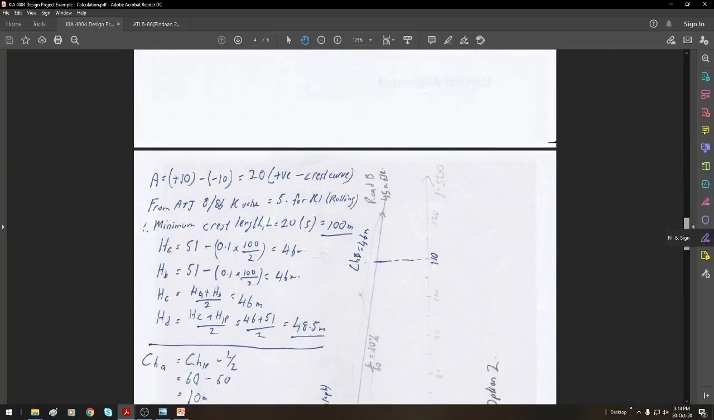Next is the calculation for the vertical curve.